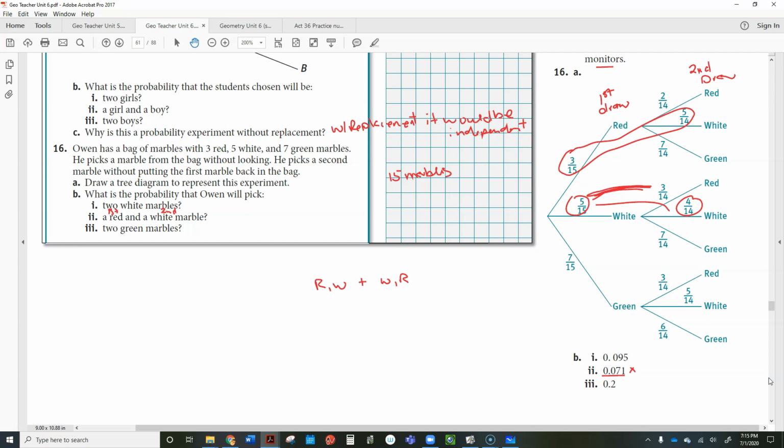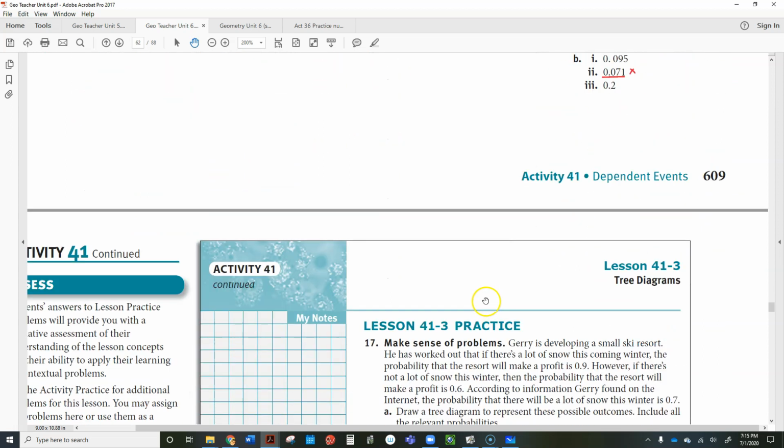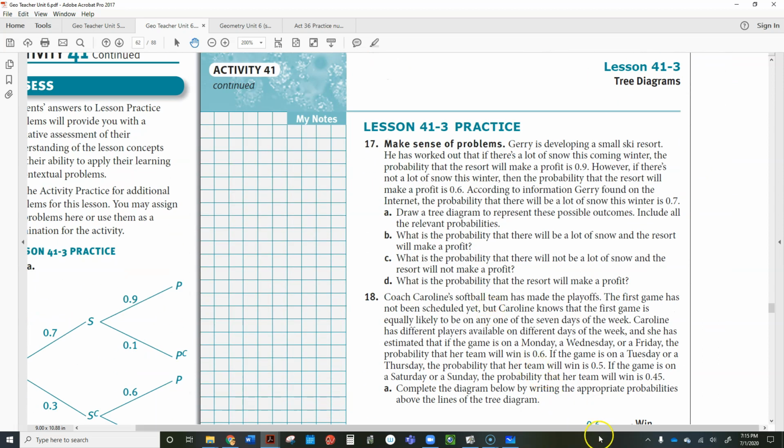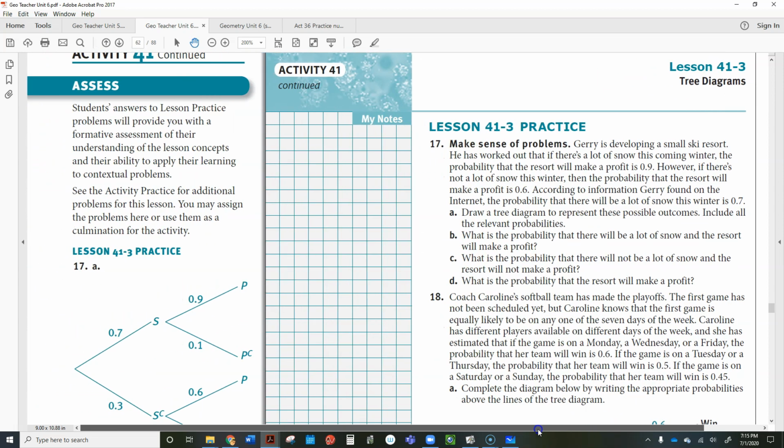2 green marbles, there's not a lot of controversy there. You just say 2 green marbles, multiply those numbers together, and you will get the answer. Okay, that's the end of the check your understanding. Now let's go on to the practice.